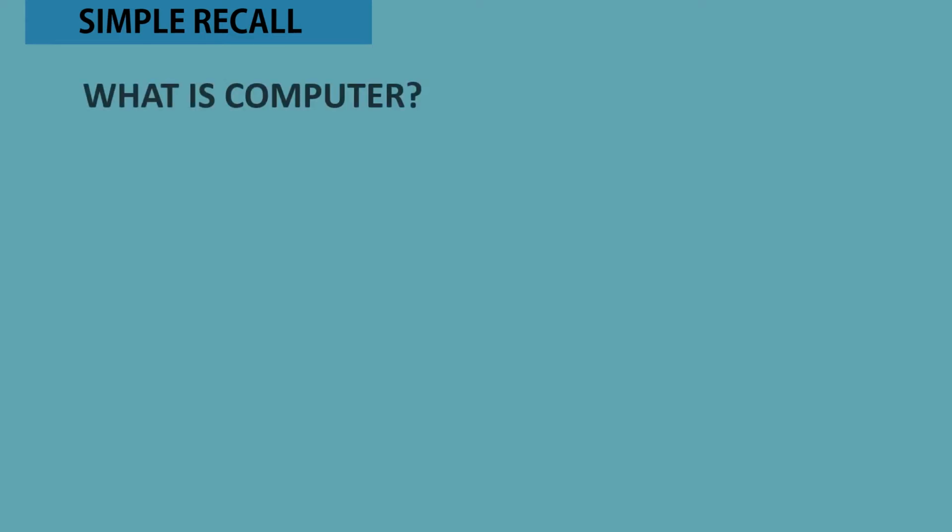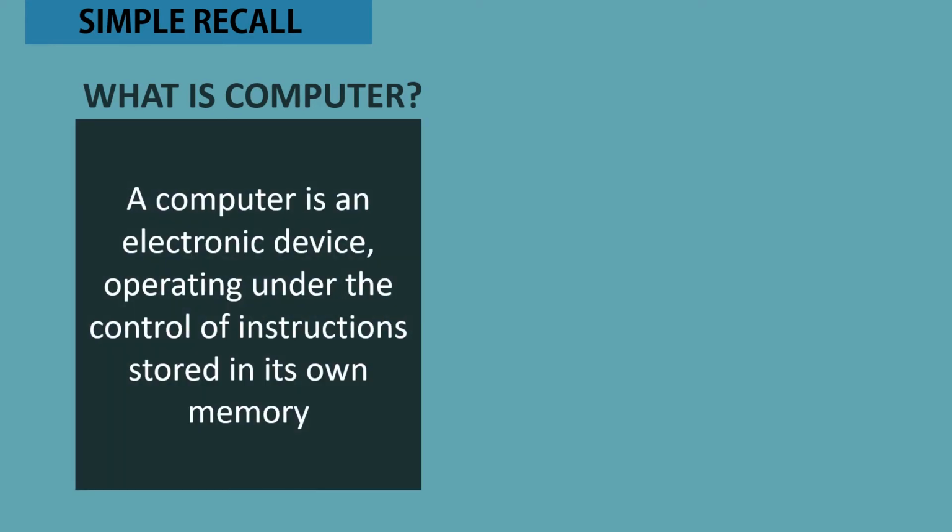First, we're going to define what a computer is. A computer is an electronic device operating under the control of instructions stored in its own memory. It is an electronic device because it uses electricity in order to work. The operation is controlled by the user, or what we call peopleware, who controls the instructions. Every processed data is turned into information and stored in the computer's own memory.